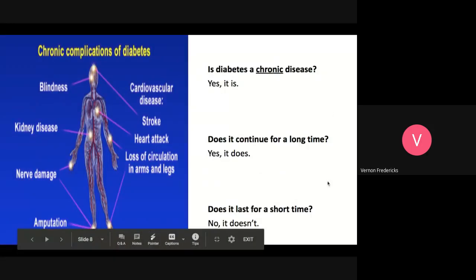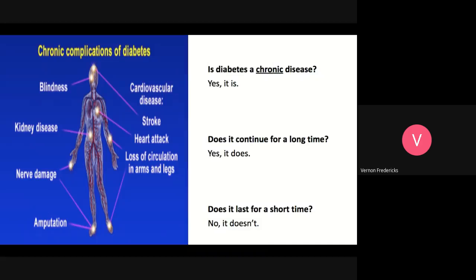Okay, next slide. Chronic complications of diabetes. Okay, so if you look at the picture there on your left, this is what can happen if you have diabetes. Okay, so can you remember what is chronic again? Does anybody know what is chronic again? Do you still remember? Chronic means something, a disease or a sickness that you have for a very long time.